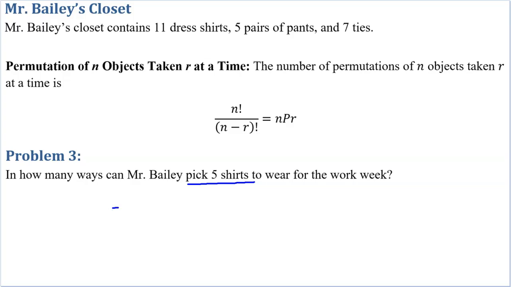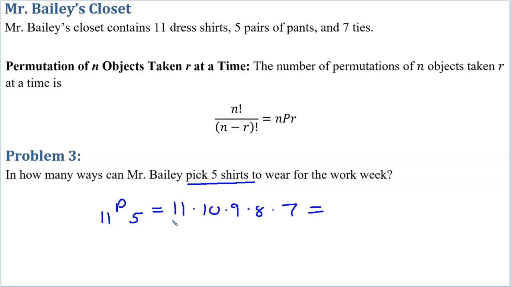we'd say 11P5. So I have 11 shirts. I'm picking 5 of them to permute, which is the same thing as just 11 times 10 times 9 times 8 times 7. Okay, how many ways could I fill, in other words, these 5 days of the week?